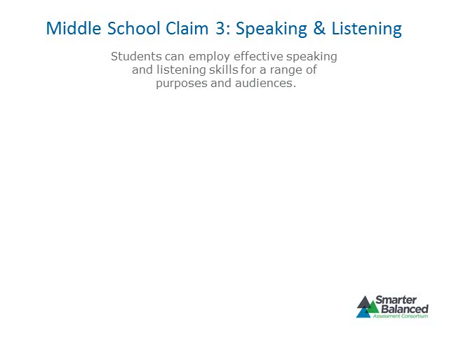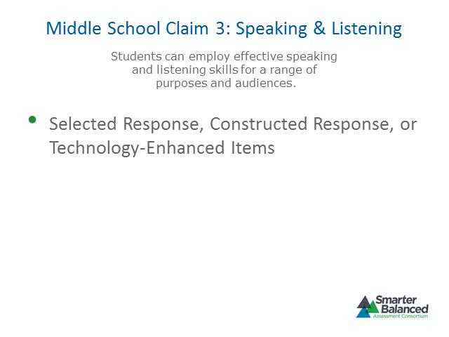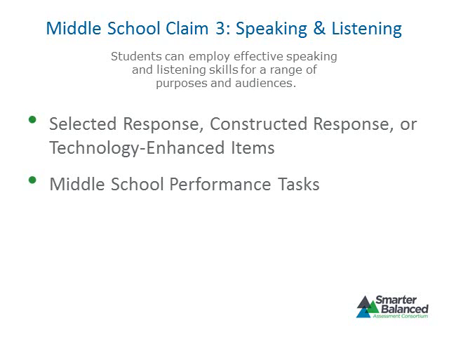Claim 3 targets cover speaking and listening skills and states that students can employ effective speaking and listening skills for a range of purposes and audiences. Evidence for Claim 3 will be provided by selected response, constructed response, or technology-enhanced items that focus on understanding and using information presented orally and/or visually. Claim 3 will also be measured by performance tasks. For middle school students, Claim 3 performance tasks combine research and reading skills and require students to plan and deliver oral presentations.